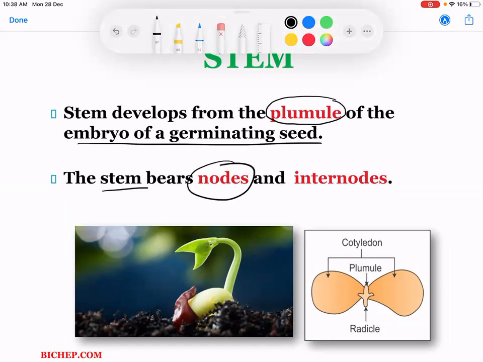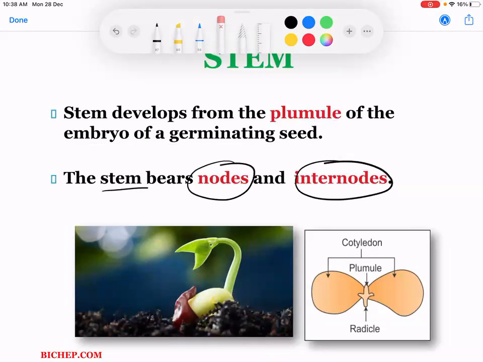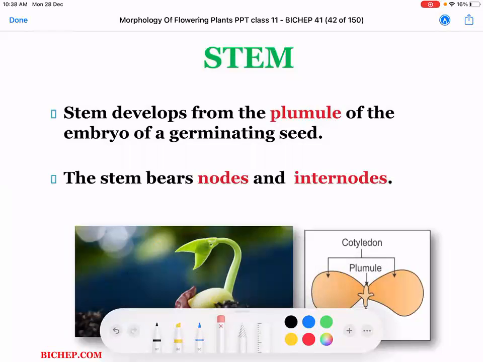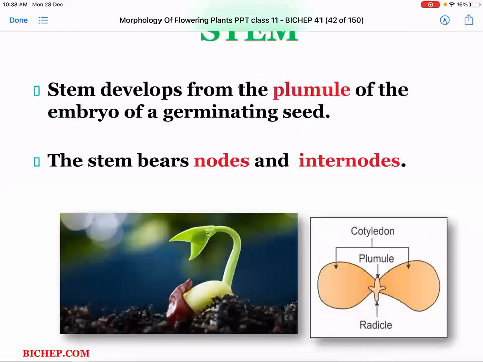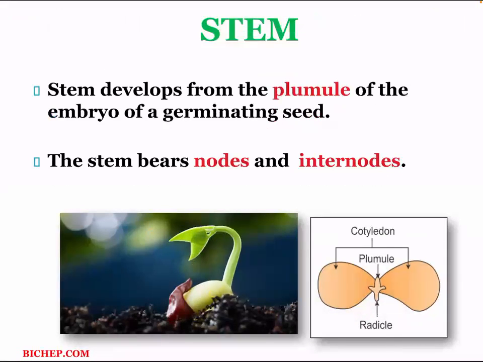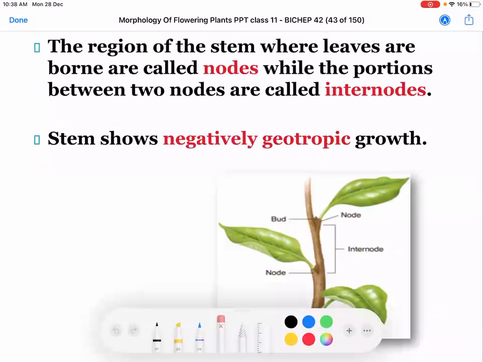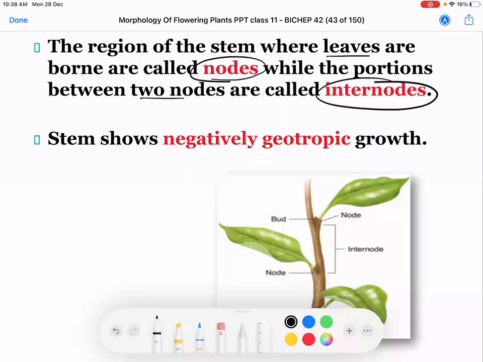The stem bears, number one, nodes, and number two, internodes. Now, the part of the stem from where branches are grown is a node, and the region between two nodes is termed an internode. That's what you are supposed to remember as a definition. Please take the screenshot. The definitions are given here. The region of the stem from where the leaf or branches grow is called a node, and the portion between two nodes is an internode.